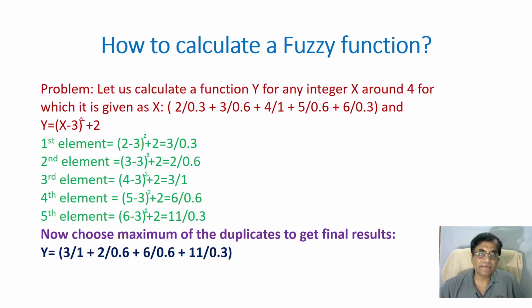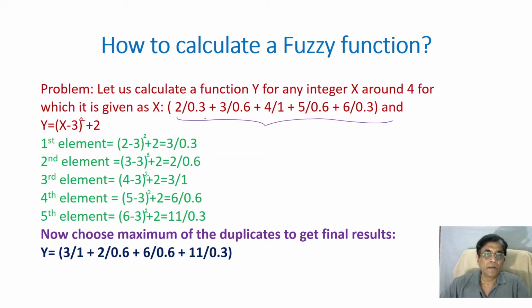But here x is a fuzzy integer which has been defined in and around 4, for example, like this. So 4 having membership value 1. In the vicinity of 4, you have other elements of the set: 3 with membership value 0.6, 2 with membership value 0.3, 5 with membership value 0.6, 6 with membership value 0.3. And the rule is, you first calculate corresponding to each element.